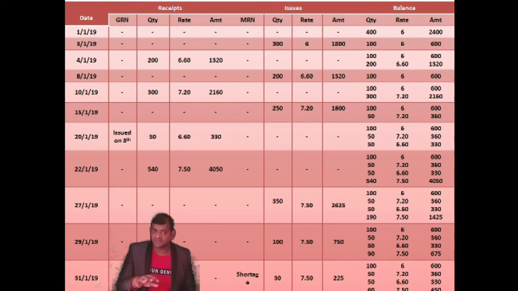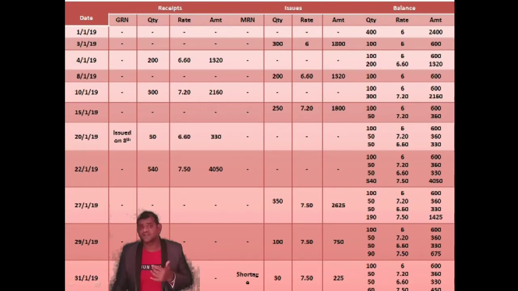So next we are further moving towards 15th January 2019. Receipts column nil, because on 15th January there was an issue. So receipts GRN nil, quantity nil, rate nil, and amount also nil. But issues, how many units are we supposed to issue? 250 units. Then we have to issue the last in, which is at the bottom, on 10th January, because I'm solving on 15th January. The immediate previous date is 10th January.